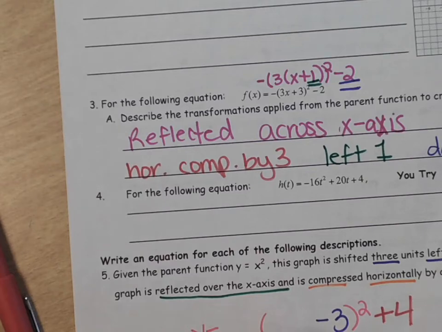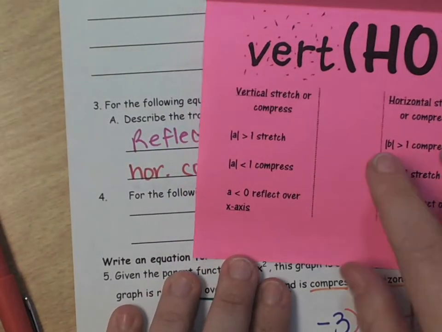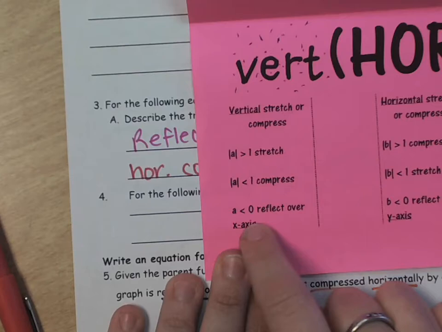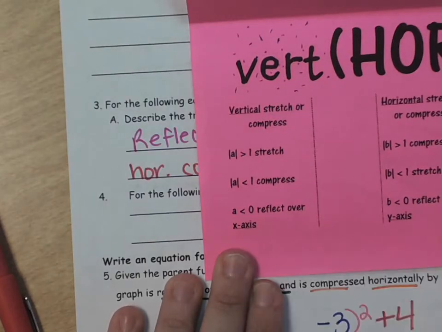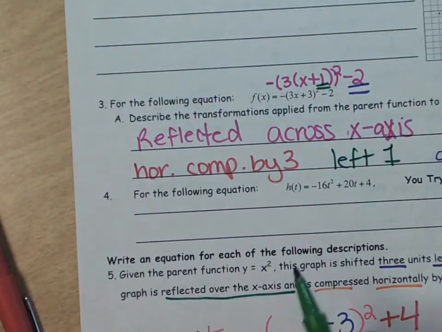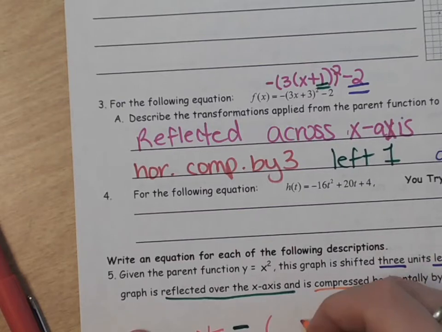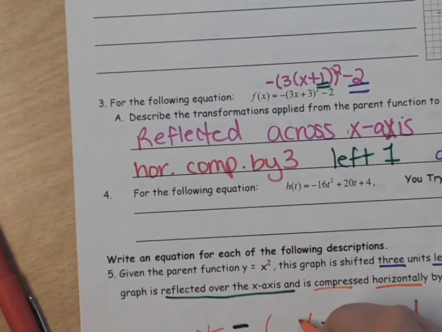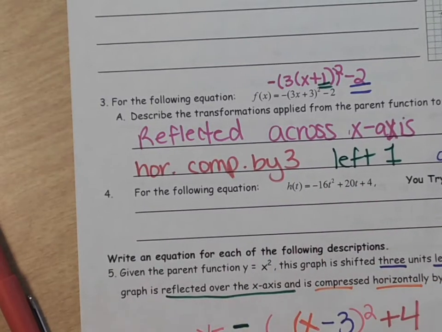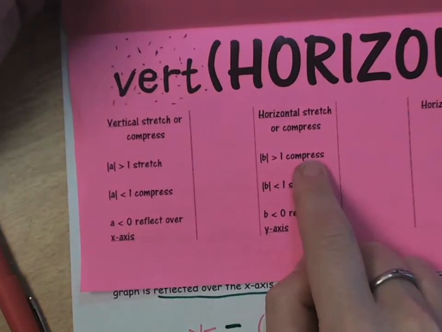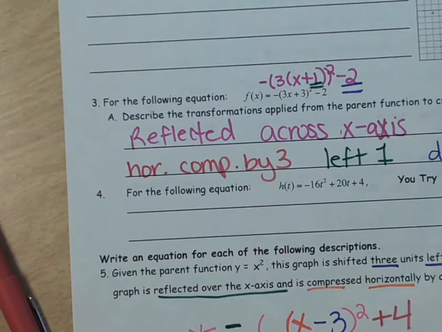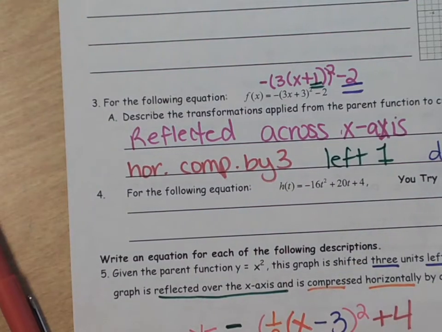Reflected over the x. Notice it says reflected over the x. This is going to be negative. So the vertical, which is outside, is going to be negative. So a negative right here. And our compression horizontally. Horizontally is inside. Inside 1/2. So the 1/2 is going to go right here.